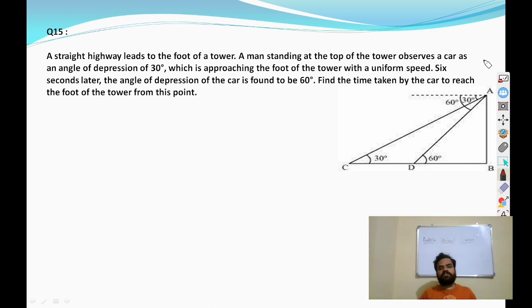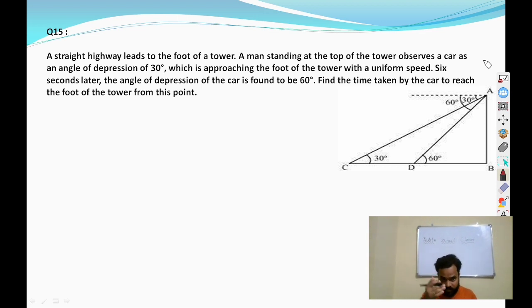A straight highway leads to the foot of a tower. A man standing at the top of the tower is observing a car at an angle of depression of 30 degree, which is approaching the foot of the tower. Means toward the building the car is coming with a uniform speed, they have given. Means there is no change in the speed. It is going to take 6 seconds. 6 seconds later, the angle of depression of the car is found to be 60 degrees. Means initially when the observer is observing, the angle of depression is 30 degree, and now it is changing to 60 degree.